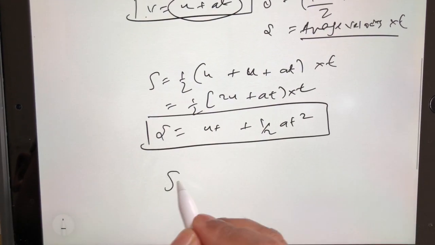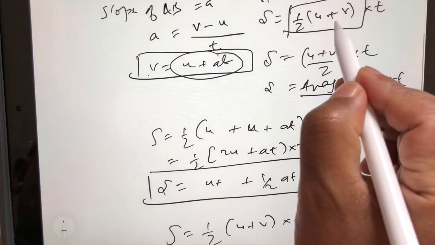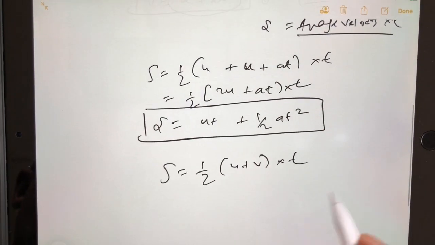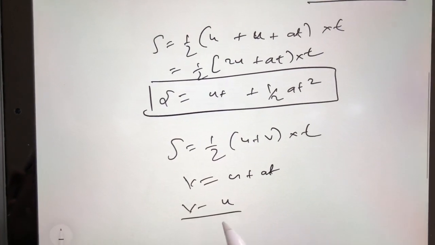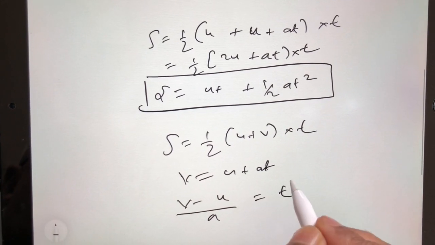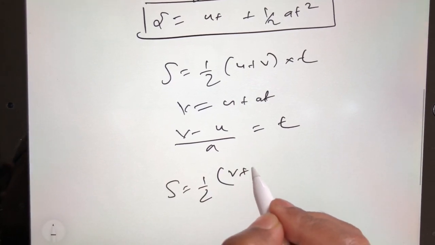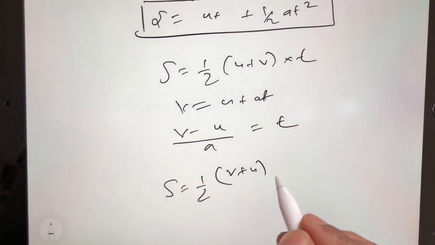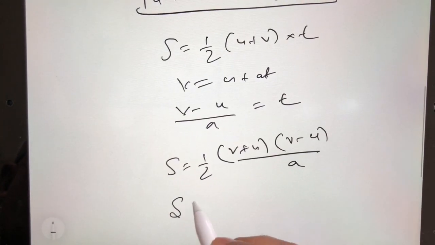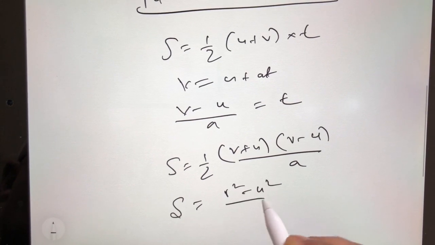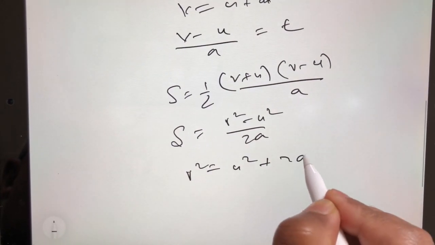Once again, you go back to half u plus v into t, this equation that we got from the area of the graph. And then we recall v is u plus at. So v minus u upon a is t, which I want to now replace here. So I've got half v plus u, into v minus u upon a. So you have v squared minus u squared upon 2a, or v squared is u squared plus 2as.